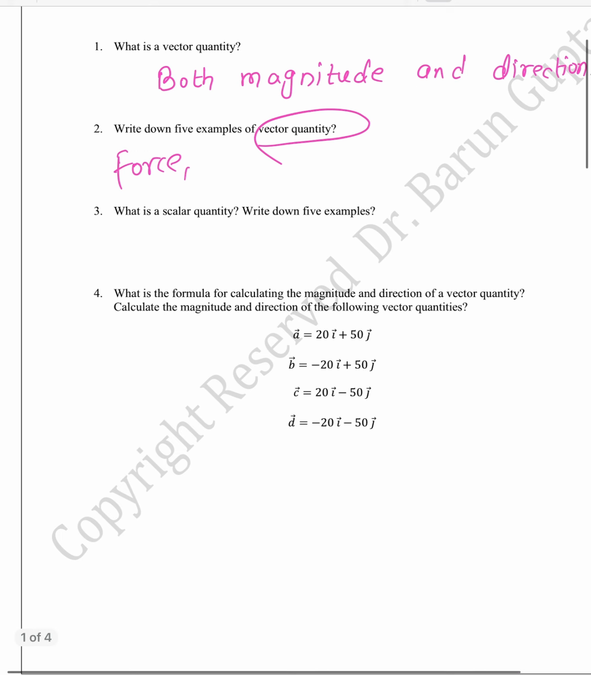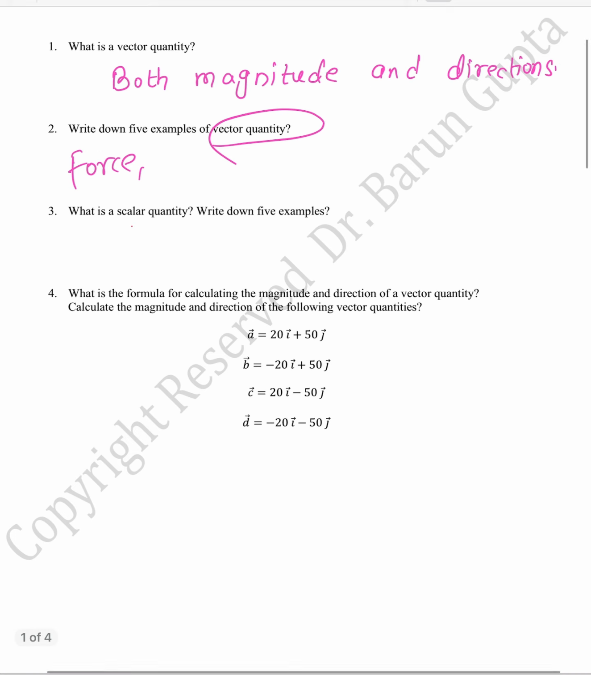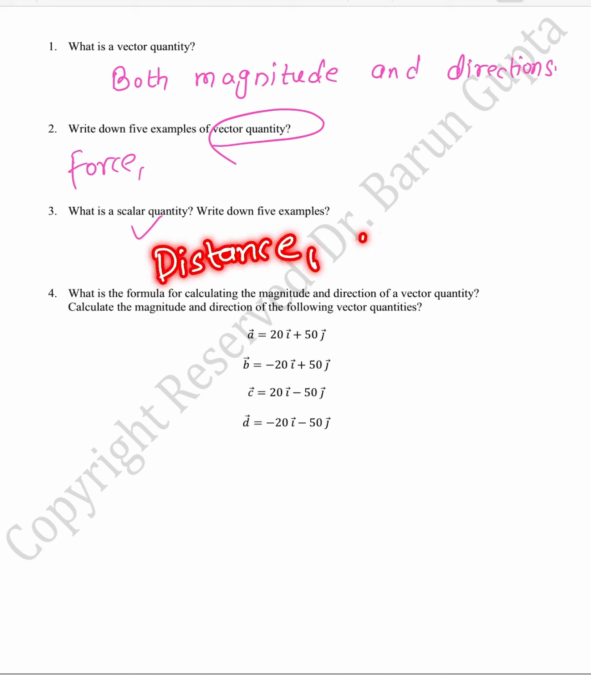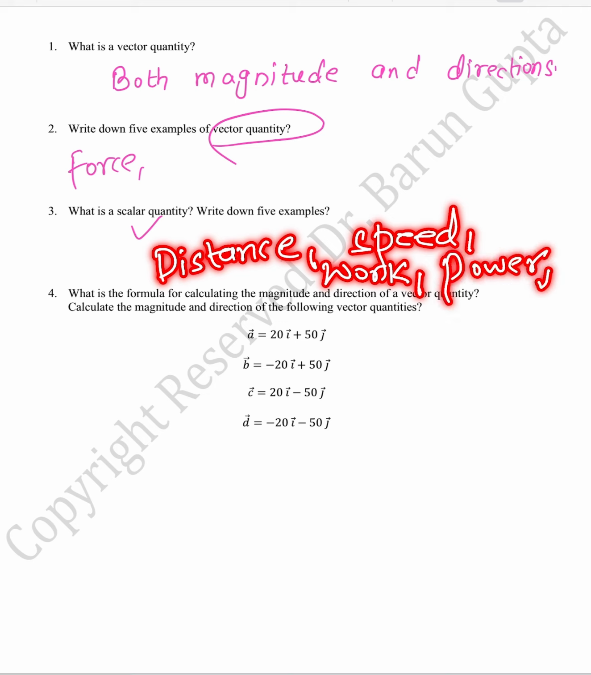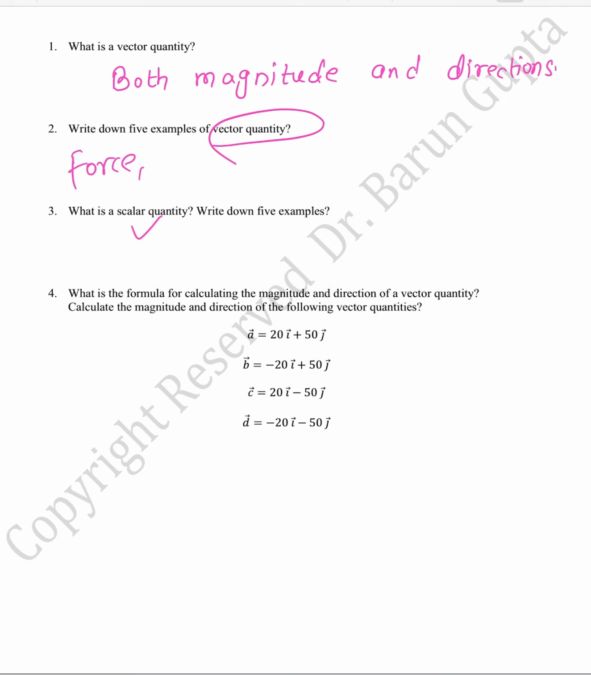What is a scalar quantity? A scalar quantity has only magnitude, not direction. Let's say for example, the distance. The distance is a scalar quantity. It has only magnitude, not direction. Speed is another example. Work is another example. Power is another example. And then find out the last one.